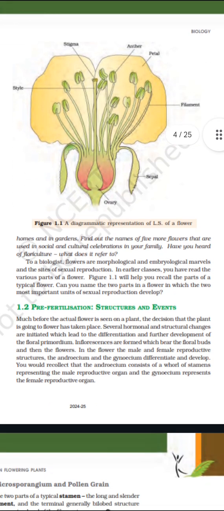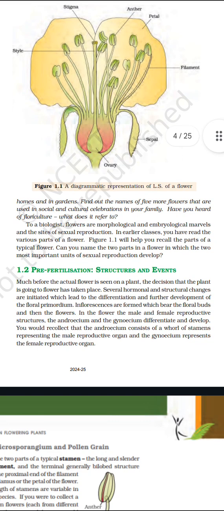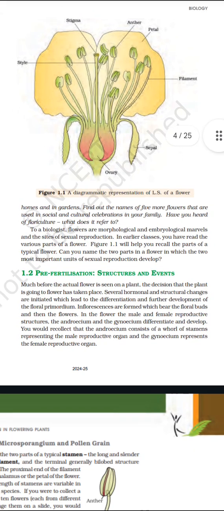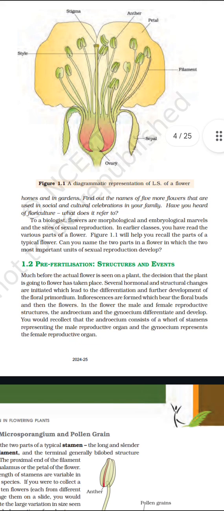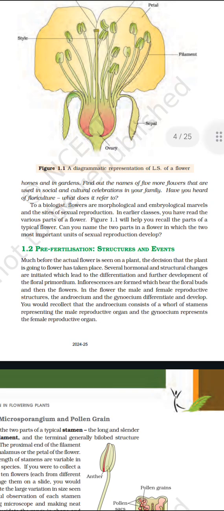Okay, so we're going with the pre-fertilisation structures and events. Much before the actual flower is seen on a plant, the decision that the plant is going to flower has taken place. Several hormonal and structural changes are initiated, which lead to the differentiation and further development of the floral primordium. Inflorescences are formed, which bear the floral buds and then the flowers. In the flower, the male and the female reproductive structures are the androecium and the gynoecium.